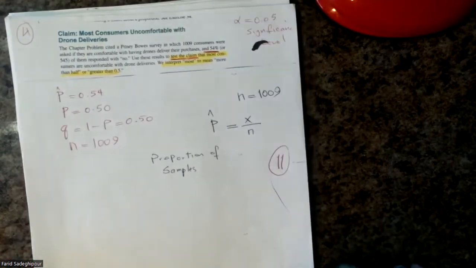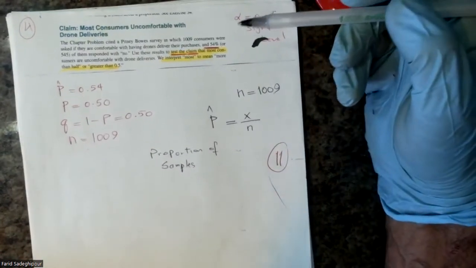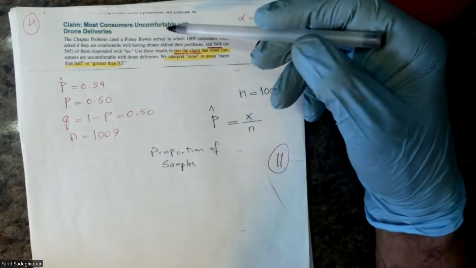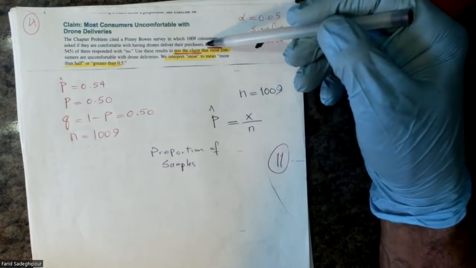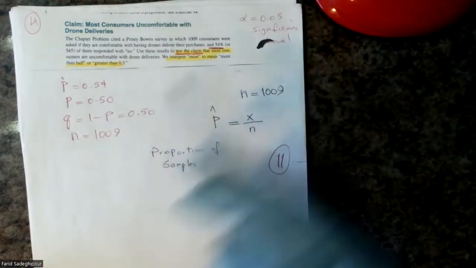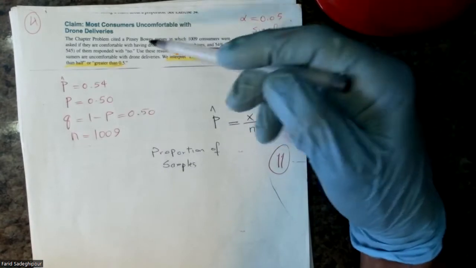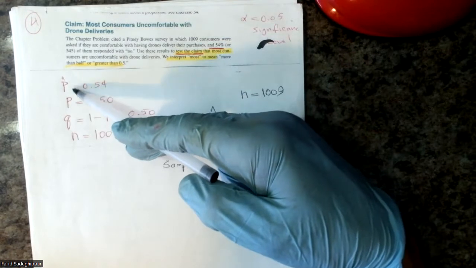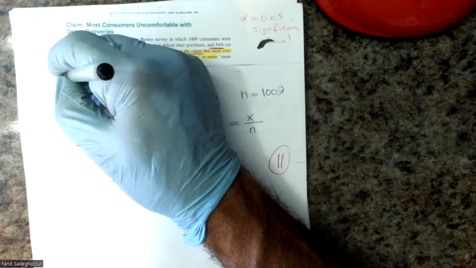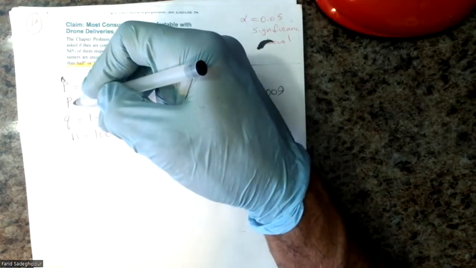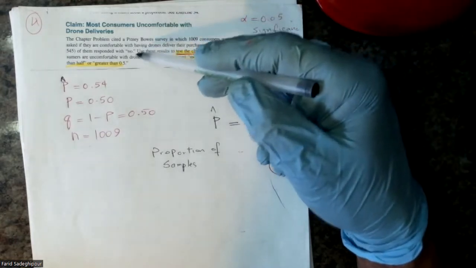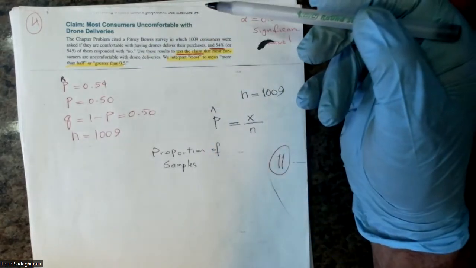Now, examples. In the chapter problems, 1,009 consumers were asked if they are comfortable with having their purchases delivered. So n is 1,009. 54% of them responded with no. P hat means proportion of the sample. For the proportion of the sample, we have this hat at the top. Capital P is the proportion of the population. So 54% responded with no, so that means P hat is 0.54.